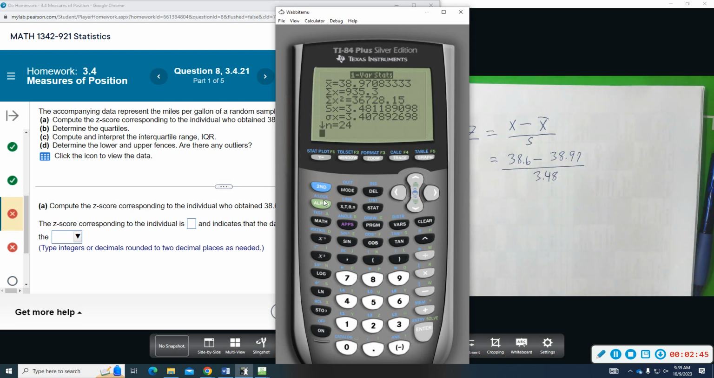Alright, so I'm going to do alpha y equal, enter, put a fraction bar, 38.6 minus 38.97 divided by 3.48. And that gives us a negative 0.106, which I think we'll round to 2 decimal places, so negative 0.11.